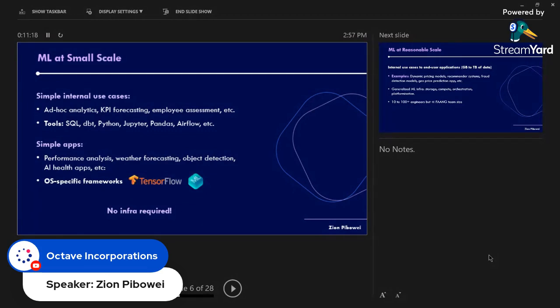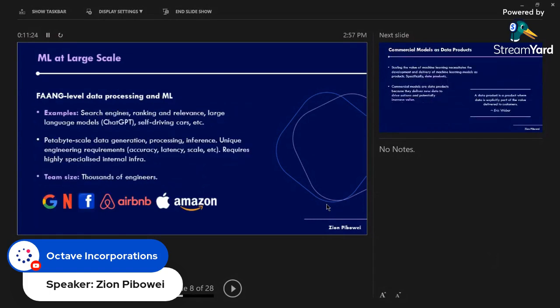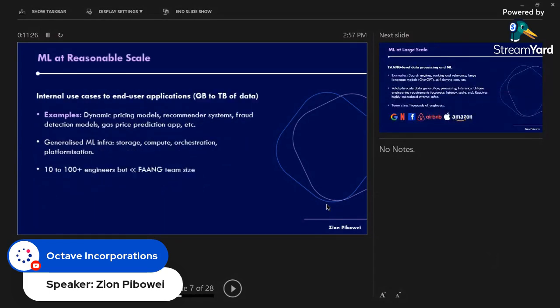So these are the kind of tools that we use in these cases. Now, when we get to the medium scale or reasonable scale, this is the level where you begin to deal with gigabytes to terabytes of data. You have a dynamic pricing model, which operates in Uber or Bolt when you want to order a ride, and it dynamically adjusts prices. The model that does that is an optimization model that optimizes prices in such a way that it is fair for you as a rider, and it's also fair for the business.